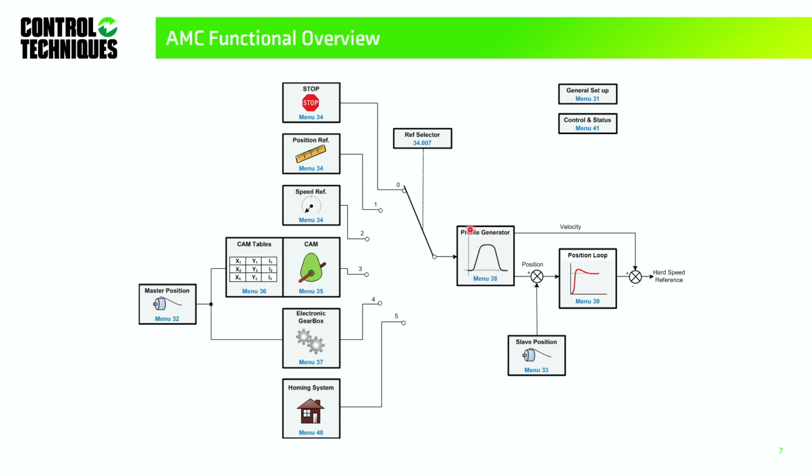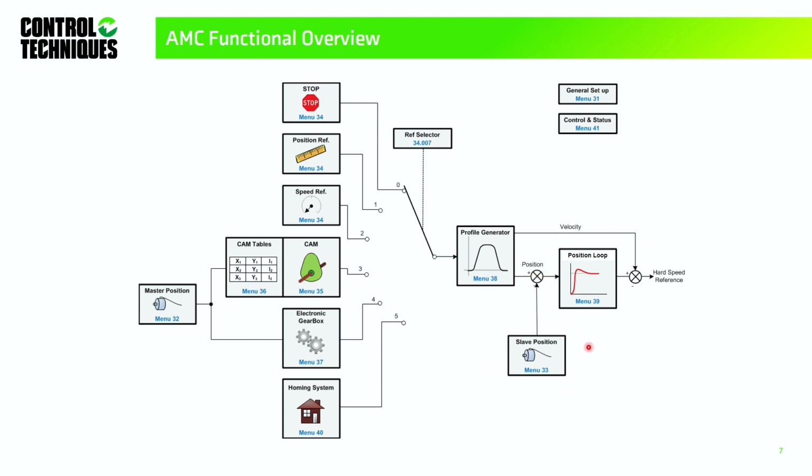So menu 38 is, as it says, the profile generator. The output of the profile generator, there's a velocity feed forward that is sent here to the summation. There's also a position reference in user units, which is set here.